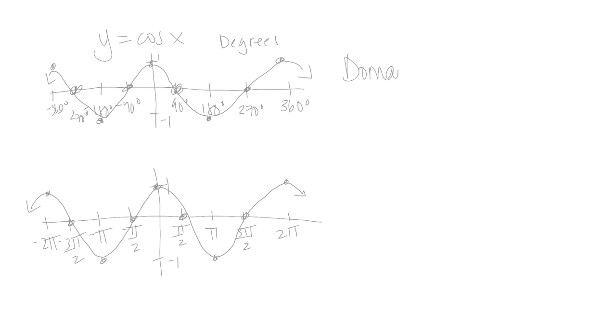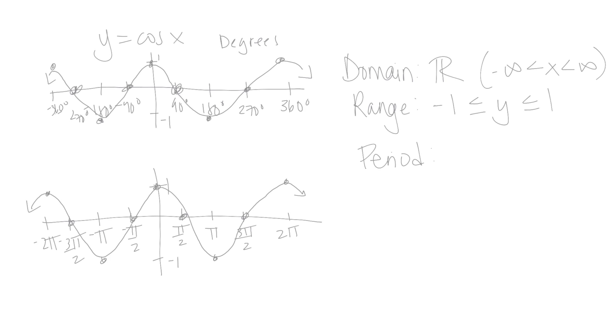Domain is the exact same thing as it was for your sine graph. You could put anything in for x, so it's all real numbers, or negative infinity is less than x, which is less than infinity. The range is also the exact same thing for the same exact reasoning. So it's negative 1 is less than or equal to y, which is less than or equal to 1. Your period, or the amount of time it takes to complete one cycle, let's see. So I see a cycle from here to here, and that's 360 degrees. Okay, so our period is 360 degrees, or 2 pi.